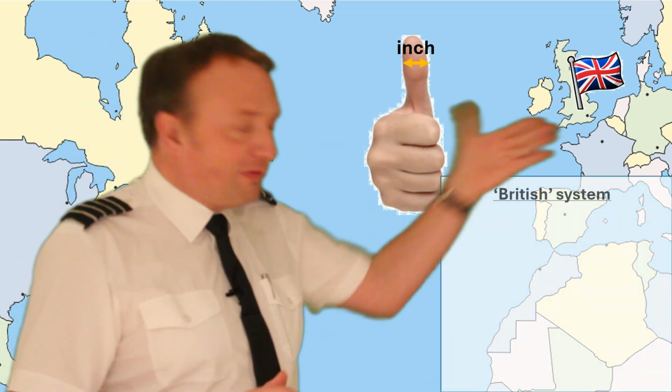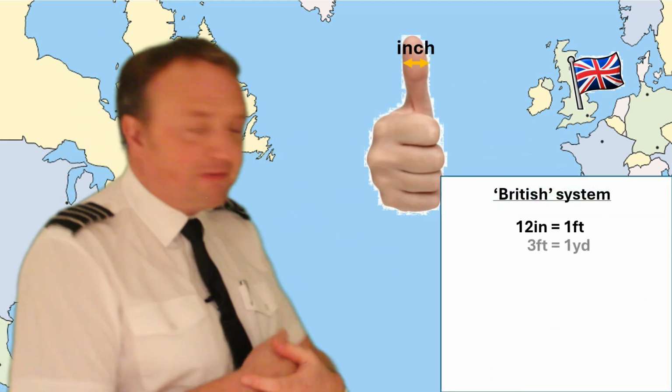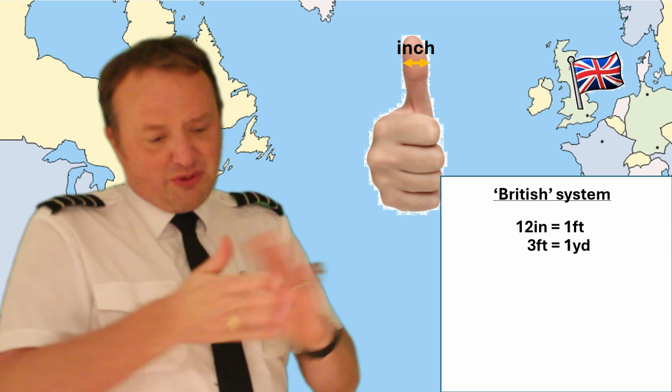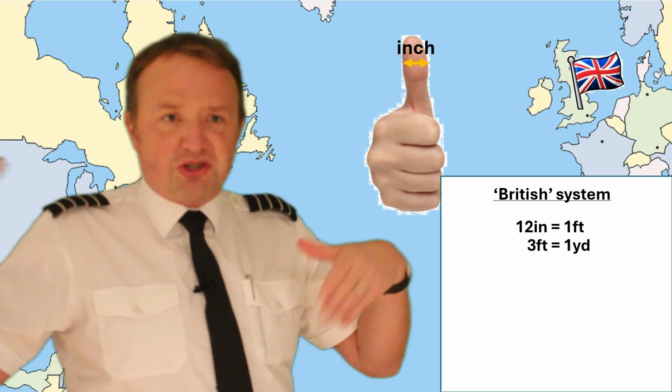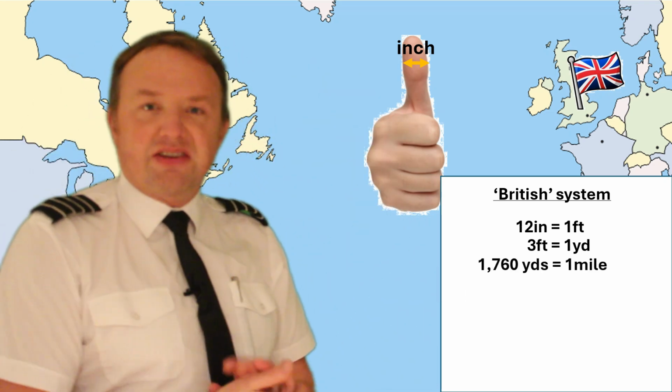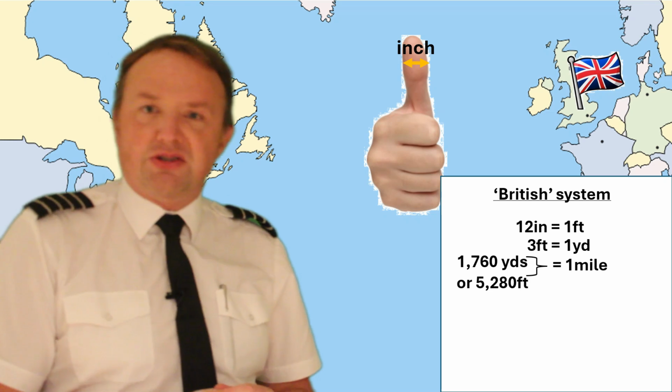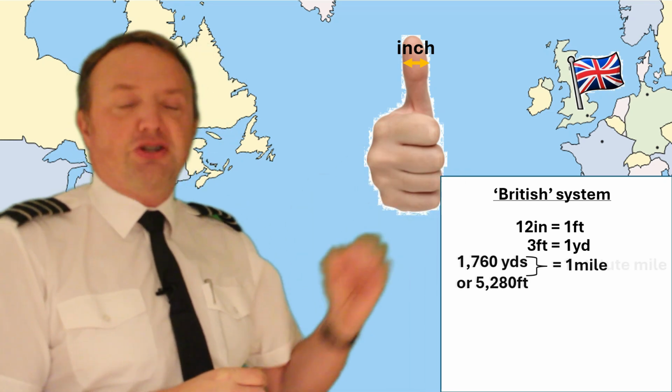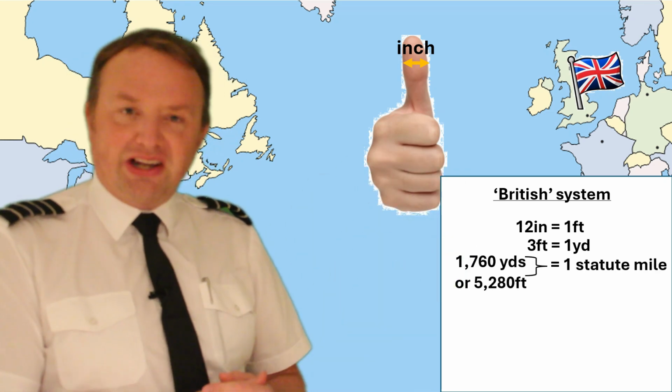And we eventually standardised. The basic unit of length was the inch. 12 inches gave us 1 foot, 3 feet give us 1 yard, and if we ignore all the intermediate rods, poles, chains, perches, furlongs and what have you, 1,760 yards gives us the mile, or if you prefer 5,280 feet, the statute mile, that is, the mile measured over the land.